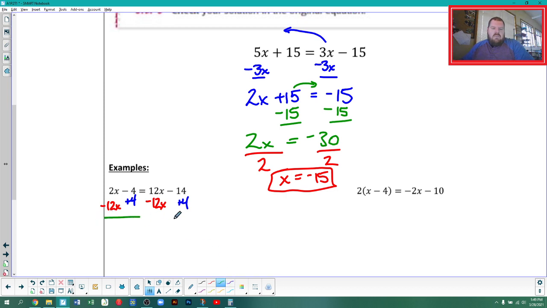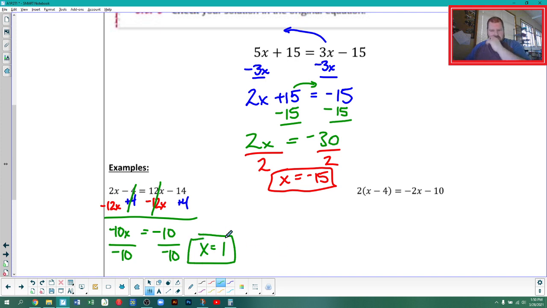And so what that's going to give me when I do all that at the same time, 2 minus 12 is negative 10x. Those cancel. And negative 14 plus 4 is equal to negative 10. And now I just have variable term equals number term. Divide by negative 10, divide by negative 10, and I get x is equal to positive 1.